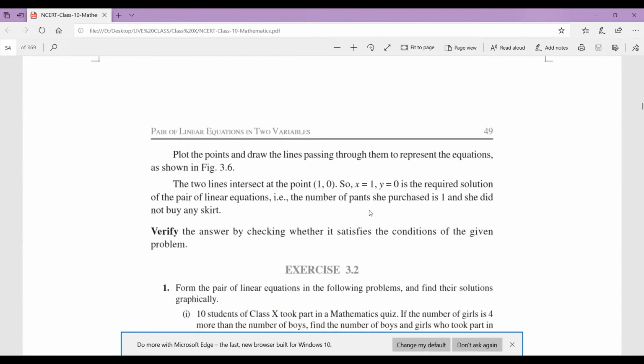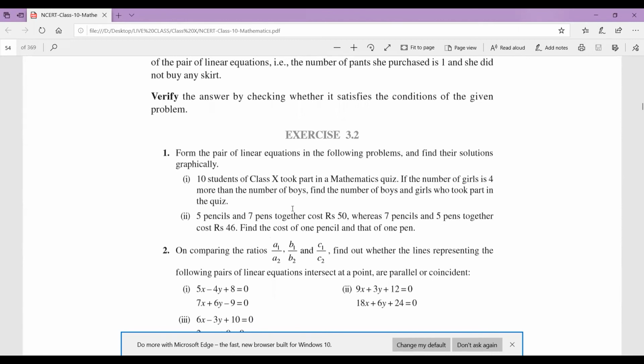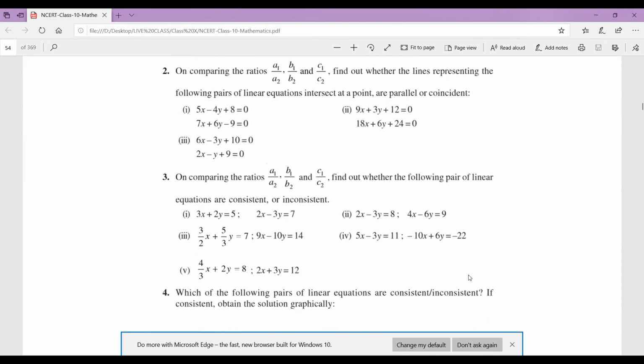Now I think you can cover your exercise 3.2. All the concepts we have already discussed, and all the questions are based on these three things only. If we talk graphically, then we say they are intersecting, parallel or coincident. If we talk algebraically, then we say they are consistent or inconsistent, or they have a unique solution, no solution, or an infinite number of solutions. All the questions are based on these things only.